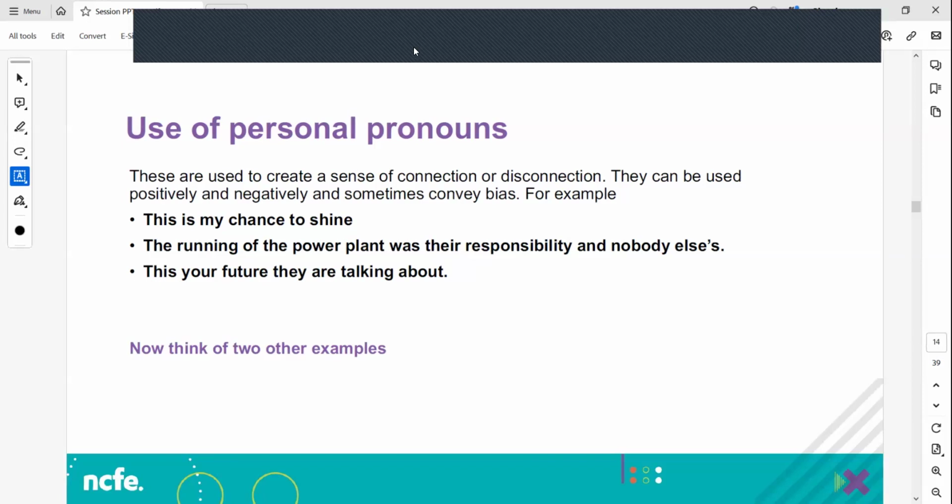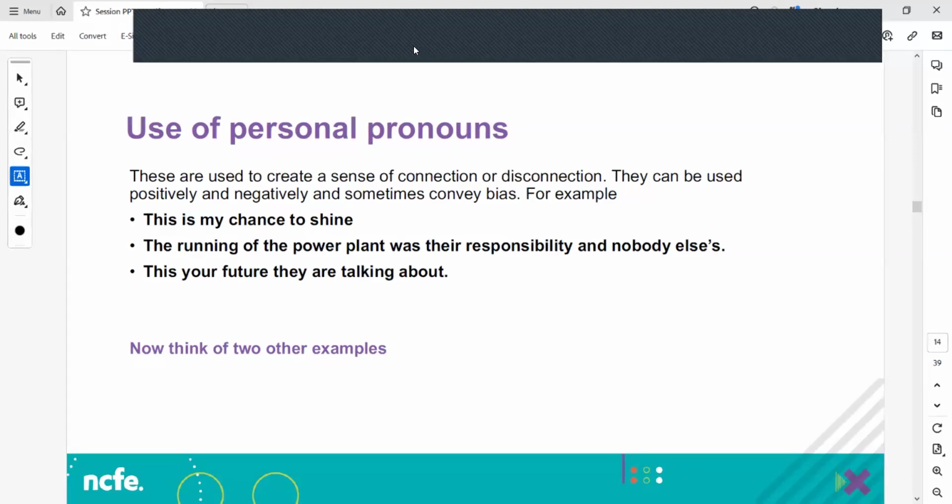So in this sense, it's used to apportion responsibility. The person writing this doesn't want to claim any responsibility for running the power plant. It's their responsibility. Okay. This is your future they are talking about. So we don't know the context there, whether that's positive or negative.